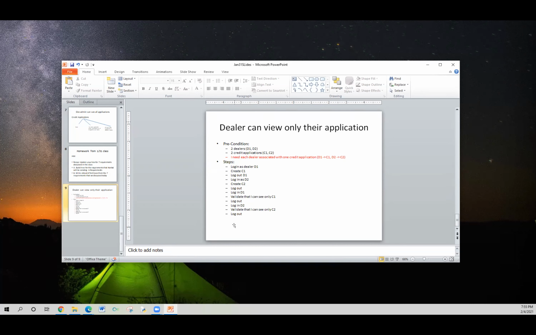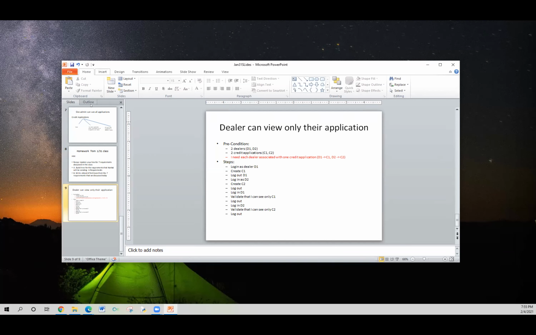Now, there may be a scenario where you would say, hey, what if I have more than one credit application? Can I see all of them? That's another test case. If you're writing that case, that will be a separate one from this one. Yes, obviously, it has different scenarios.